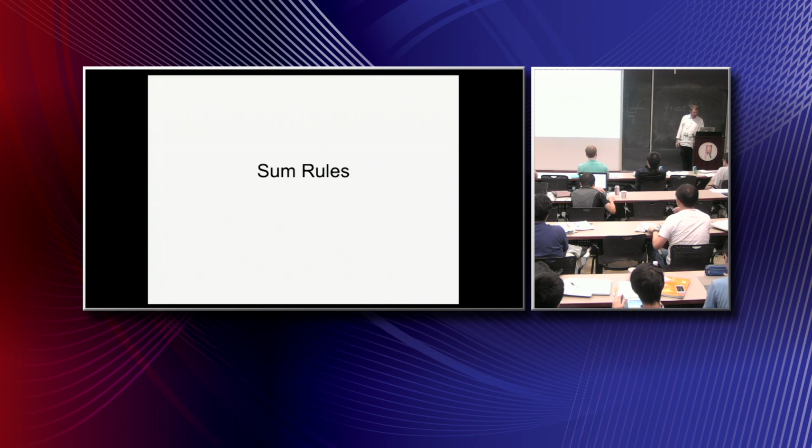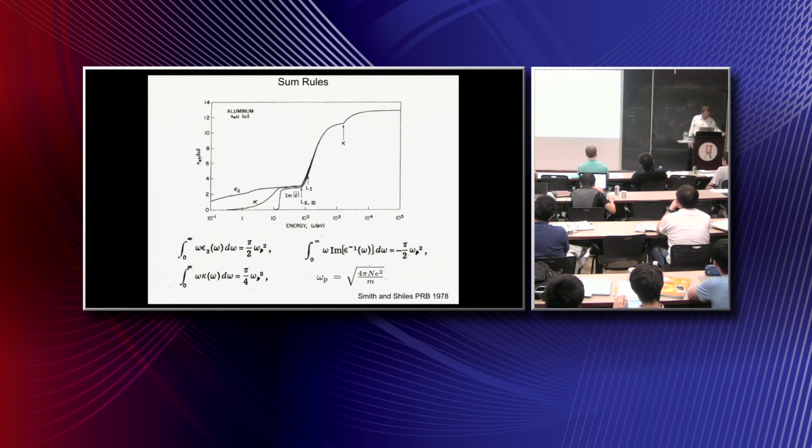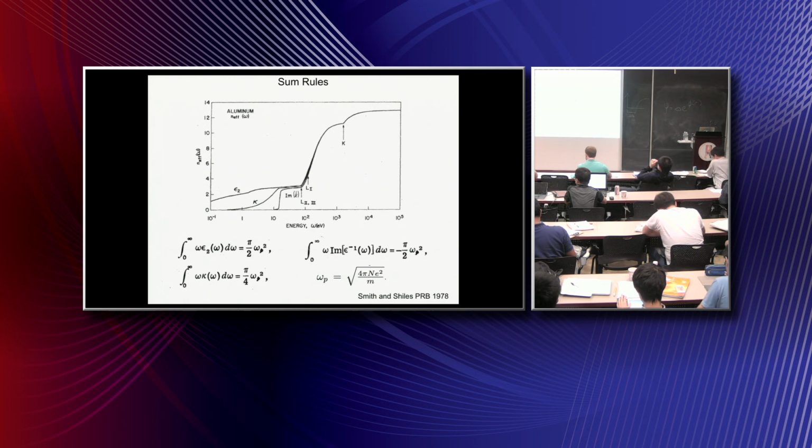Okay, let me talk a little bit about sum rules. Sum rules come from the Kramers-Kronig treatments of response functions, and are super useful. I wrote the Kramers-Kronig relations earlier in terms of the conductivity, but there are also Kramers-Kronig relations for the dielectric constant. And so we can write the Kramers-Kronig relations for the dielectric constant in this fashion here.